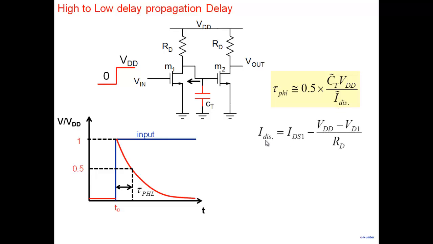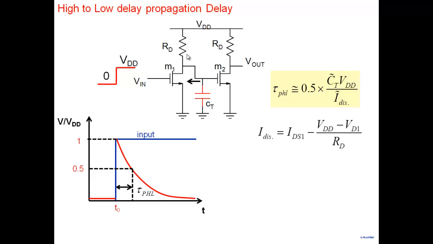Now the discharge current, if you look at it, will be equal to IDS1, since this transistor is on, minus (VDD minus VD1) by RD. Because note there's a current that comes from the resistor. Whatever is the voltage at this node, there's a current that's coming in here. This current plus the discharge current add up to give rise to the transistor current. So you can see another drawback of the resistor.